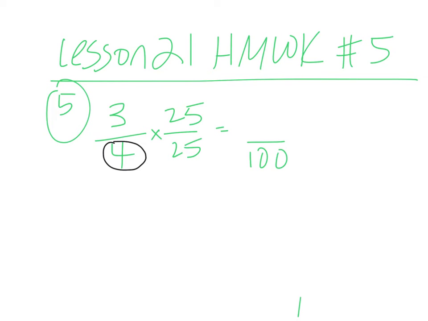You have to do the same thing to the bottom and the top. So when you multiply, you get 75 hundredths, which as a decimal you would write as 0.75. So 3/4 of a dollar is 75 cents.